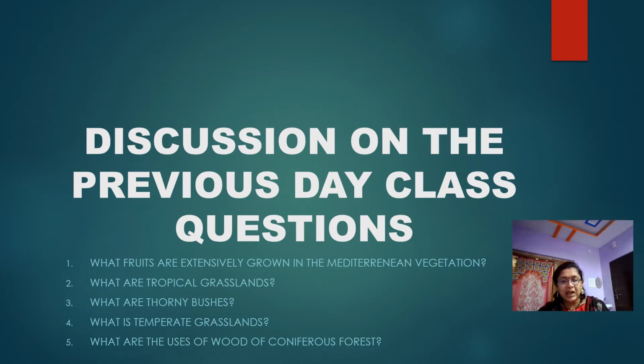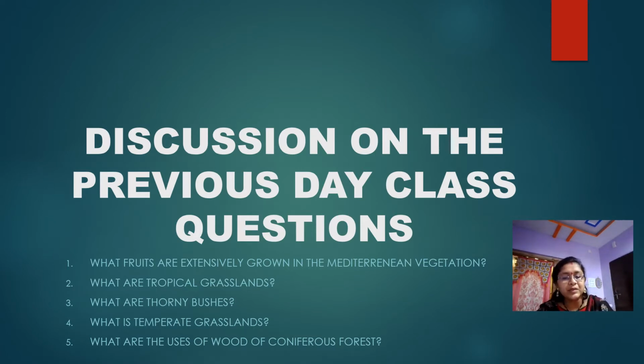And what are the tropical grasslands? Tropical grasslands are grasslands which grow to a height of 3 to 4 meters, and these grasslands can help elephants hide in them. The thorny bushes we generally find in Rajasthan and in desert areas where the climate is very hot. And the temperate grasslands give nutritious grass which is very short, and the temperature here is very average. It receives rainfall, but not heavy rainfall.